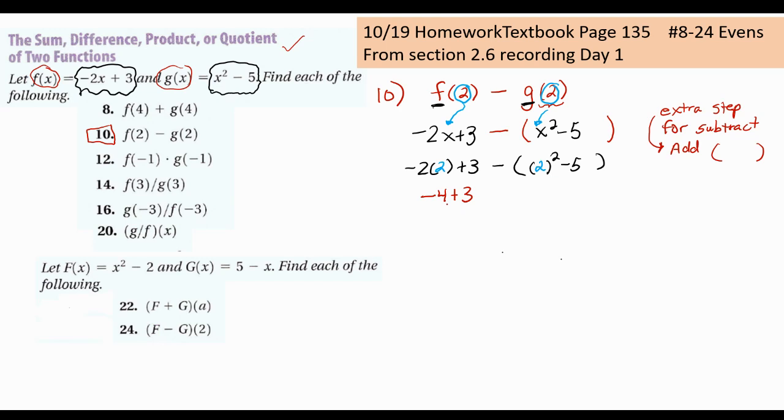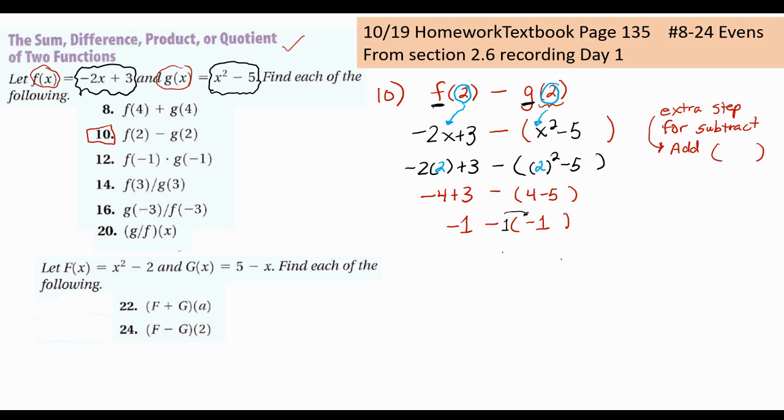And I'm just going to keep working this down. Negative 4 plus 3 is negative 1. And I'm going to bring down the subtract sign. And I'm going to bring down the parentheses. And then 2 squared is 4. Bring down minus 5. And I'm going to keep that in parentheses. That's one of the tricks with the minus. So 4 minus 5 is negative 1. So right here, you have a hidden negative 1. And that's part of the trick here.